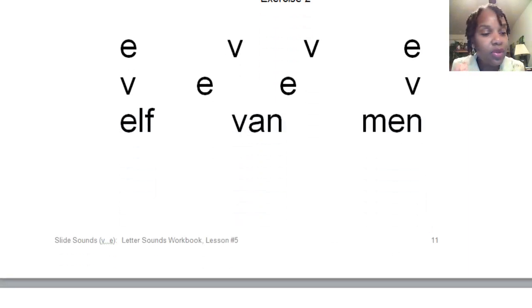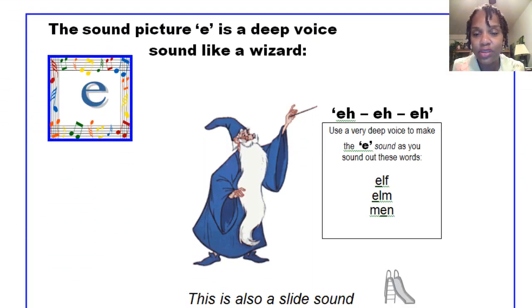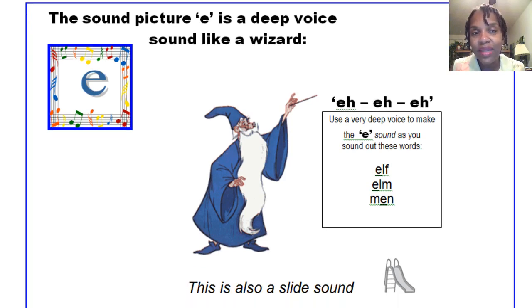So moving right along. I want to talk about the sound picture, okay? This sound picture that we just learned, this sound. It's a deep wizard sound, right? So when you make this sound, you use a deep wizard voice, like eh, eh, eh. Okay, so we're going to practice these new sounds. We're going to blend. We're going to slide one sound into the other. But whenever we see this sound picture, we're going to pretend like we're a wizard when we say the sound, right? So watch me and listen first.